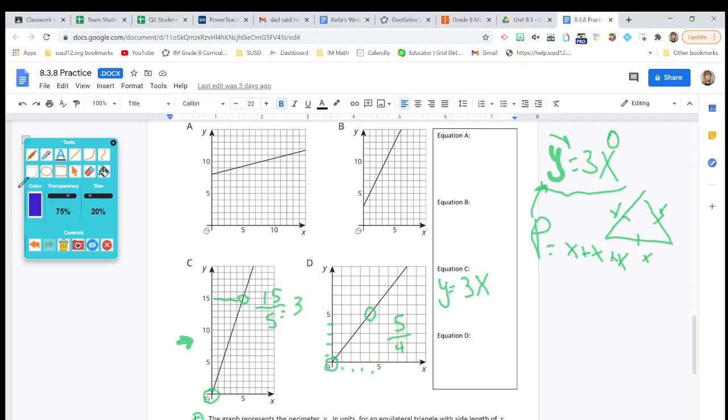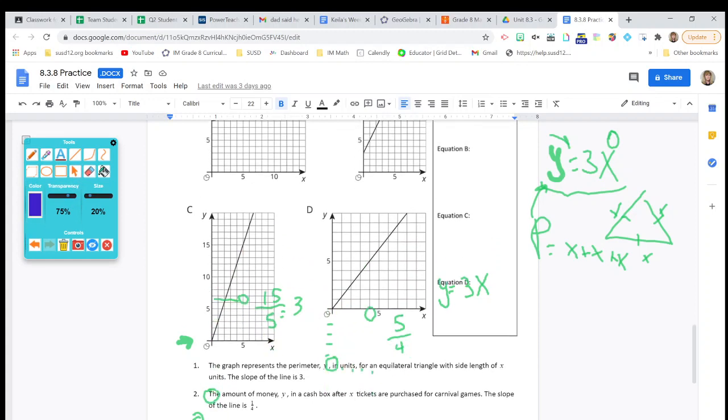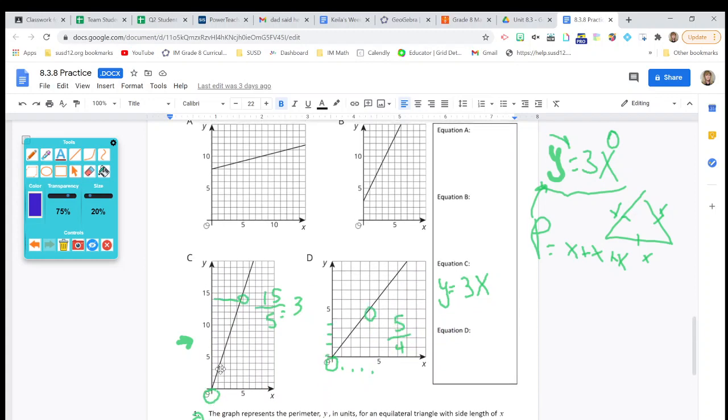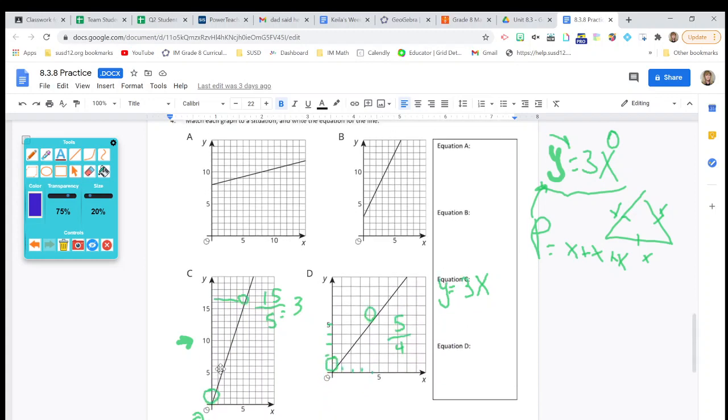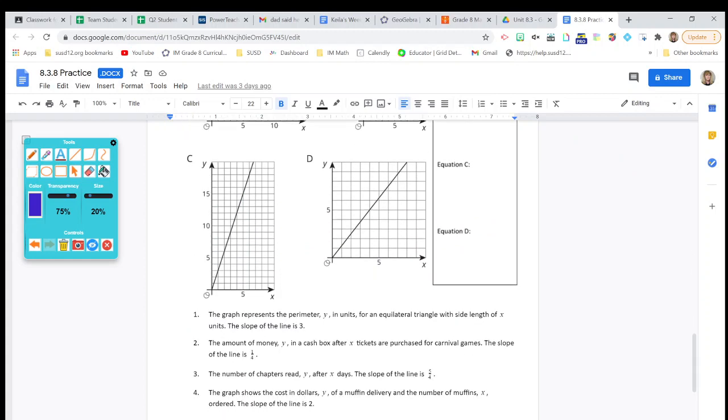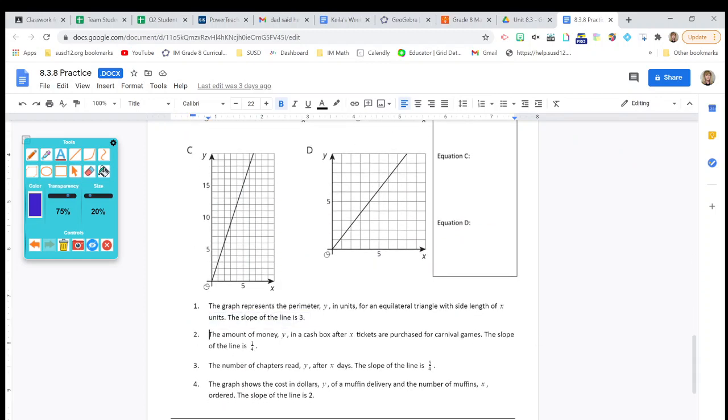Number 2. The amount of money y, oopsie, when I move it up, I'm going to lose everything I wrote. You know what? I think that's okay because you already have it in your notes. Number 2, the amount of money y in a cash box after x tickets are purchased for carnival games. The slope of the line is 1/4.